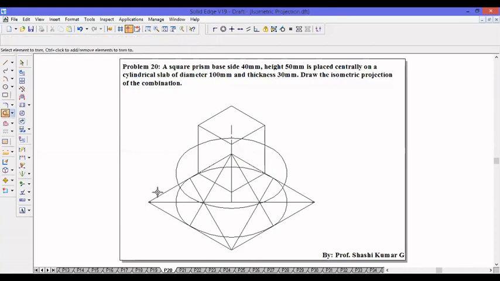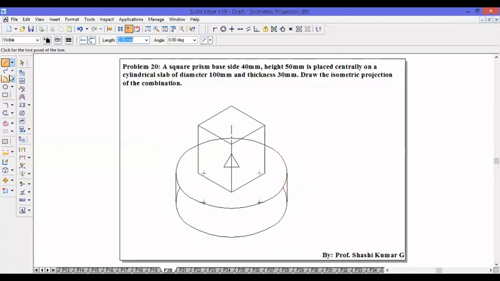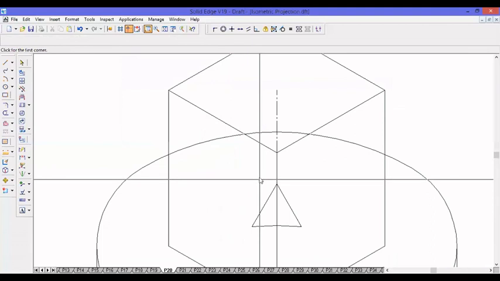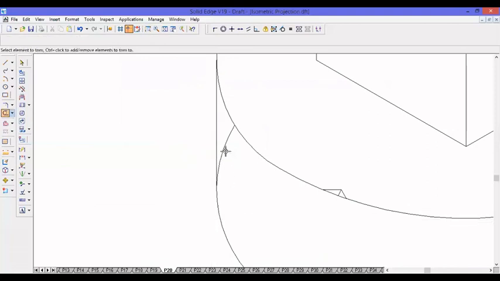You can trim the unwanted edges. These interior construction lines you can also trim. And we need to draw a tangent line to show the cylinder, and you can take further zoom to trim. This part of the cylinder is going to be invisible, and this interior part also is going to be invisible.